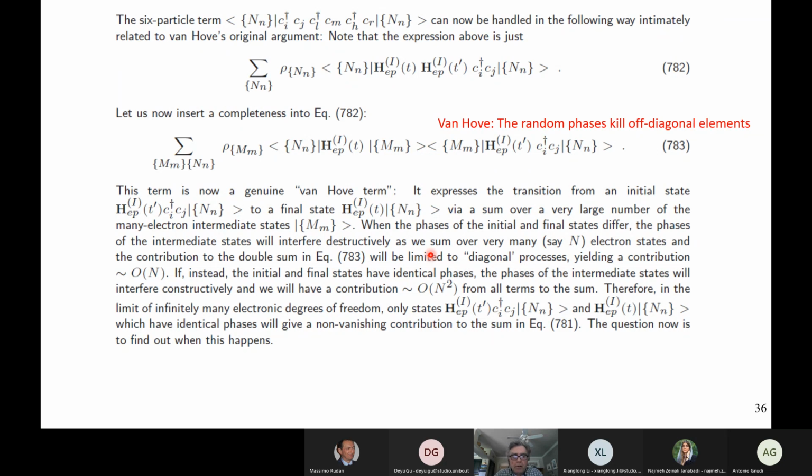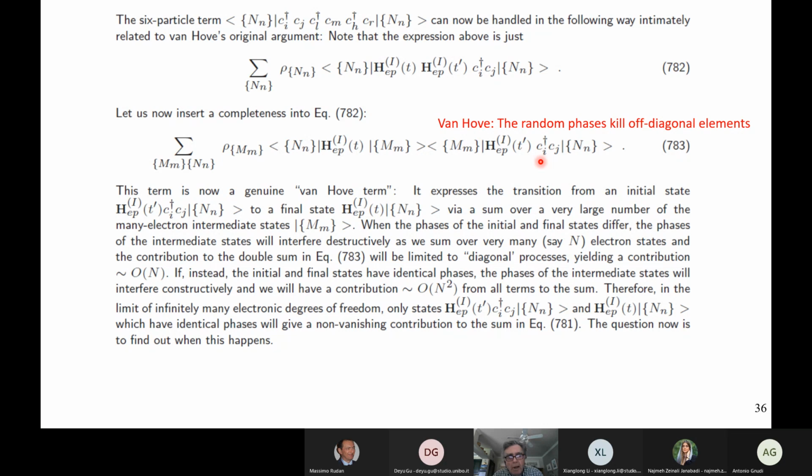So I get something of the order of the square of the number of states. And this is the main Van Hove argument. It's based on the fact that I'm dealing with a large number of degrees of freedom of the bath with which I'm interacting and the large number of electrons that I have.